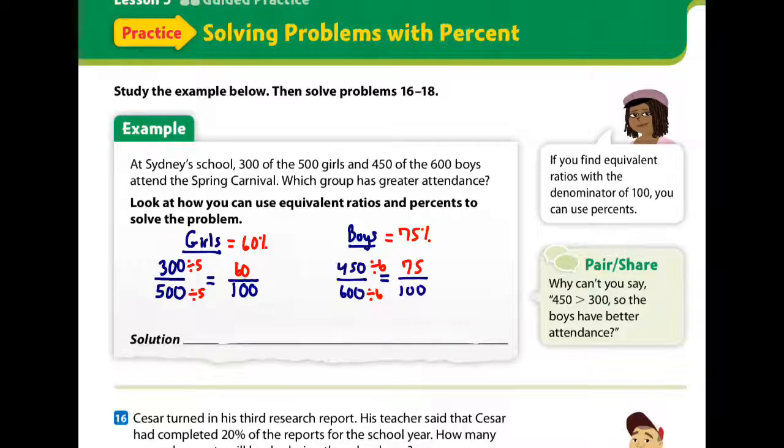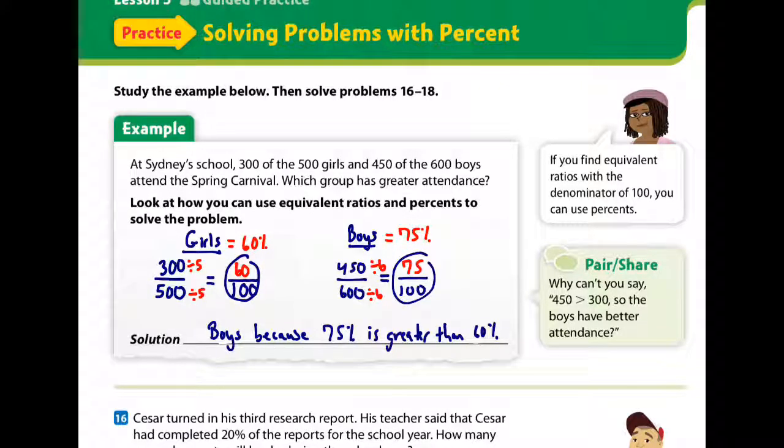Now, the answer, which group had the greater attendance? We would just say the boys, because 75% is greater than 60%. So what I just did is I set up equivalent ratios and I figured out the percent, because all you have to do is figure out the ratio out of 100 to get the percent.